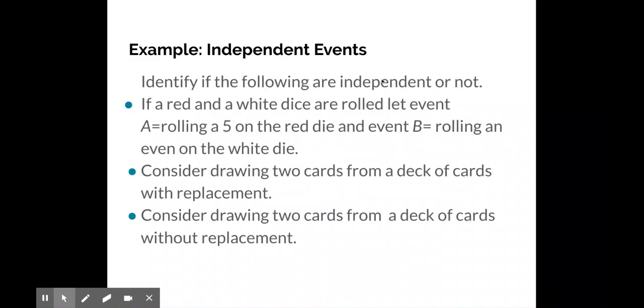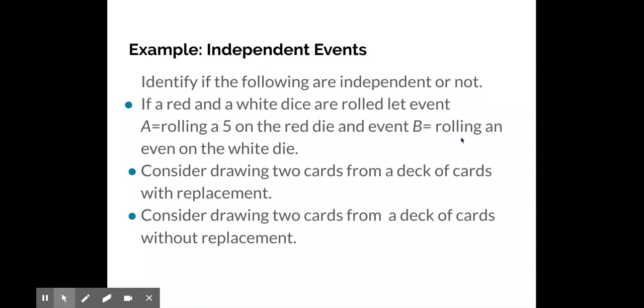If we look here, we've got a red and a white die being rolled. Event A is rolling a 5 on the red die, and event B is rolling an even number on the white die. Then we have another situation where we're drawing two cards from a deck of cards with replacement, and also drawing two cards without replacement. For each of those bullet points, think real quick: are these two events independent or not? I'll wait for you. Pause it.